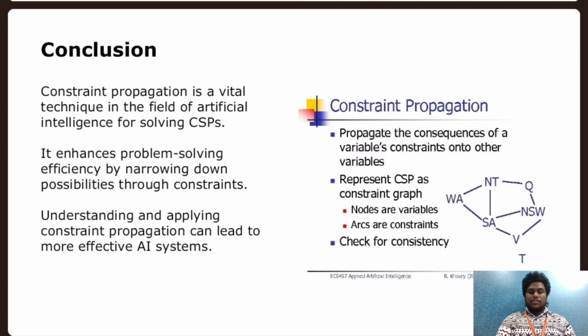Constraint propagation: propagate the consequences of a variable's constraints onto other variables. Represent the CSP as a constraint graph. Nodes are variables, arcs are constraints. Check for consistency: WA to NT, NT to Q, NSW and SA and V to T.